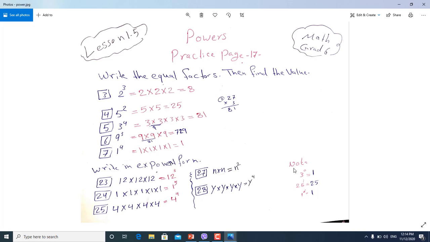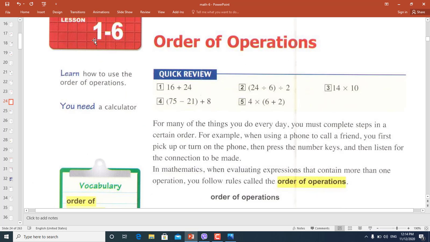And we have this note. We say that any number with exponent 0 is 1. And any number with the first power means the same number. And 1, if it has any exponent, it is also 1. That's about powers. Lesson 6, the last lesson in this chapter: Order of operations.